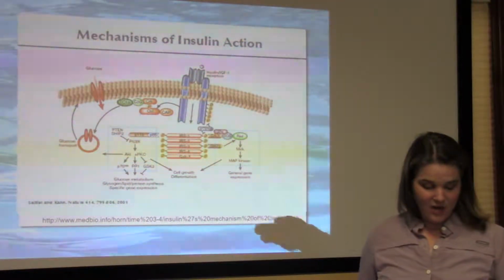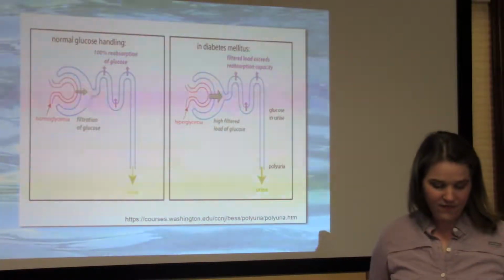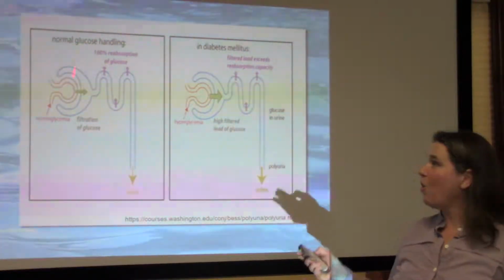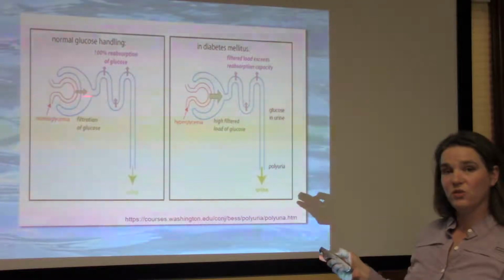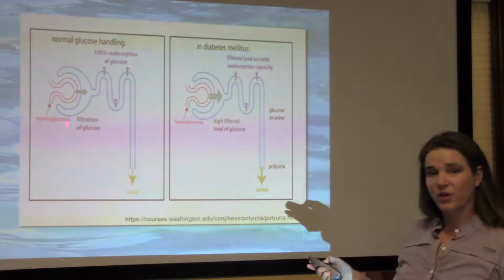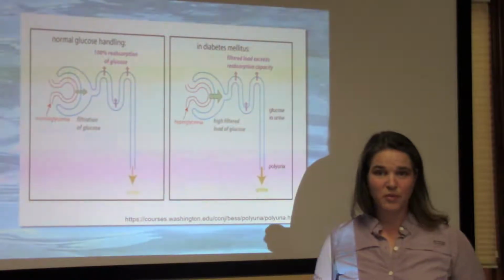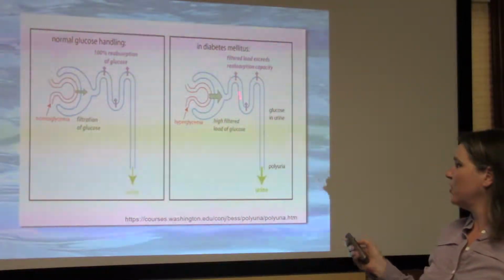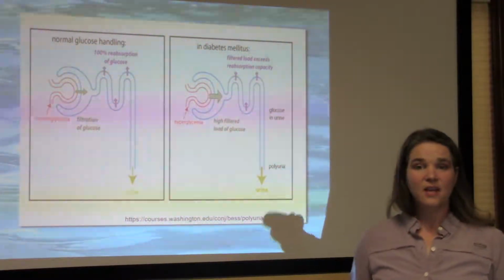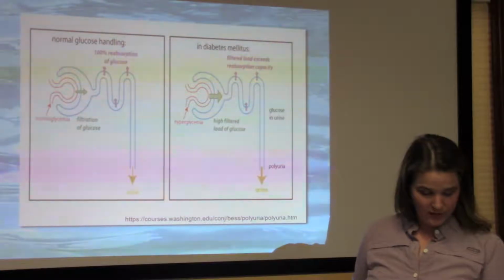So here is a cartoon of normal versus diabetic renal tubules. Glucose always filters into the renal tubules, but with normal amounts of glucose, the tubules can reabsorb it. If large amounts of glucose, the tubules cannot, and again, we get an osmotic diuresis and a lot of urine.